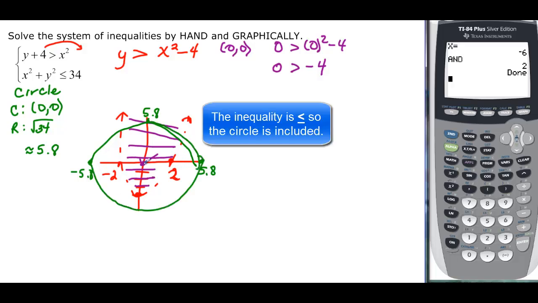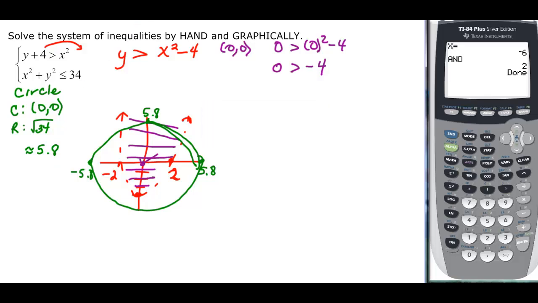So I'm going to check again, 0, 0. Checking 0, 0, I'm going to have 0 squared plus 0 squared.